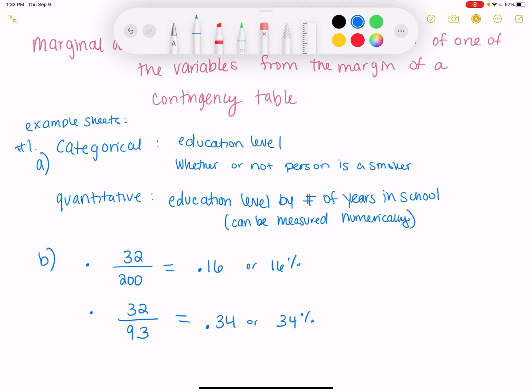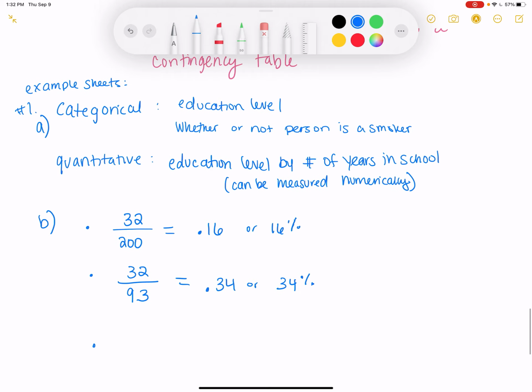So for this one, the total number of smokers is going on the bottom. So 50. So that one will be 50. And then on top, high school education. So 32 divided by 50. 64%. 0.64.